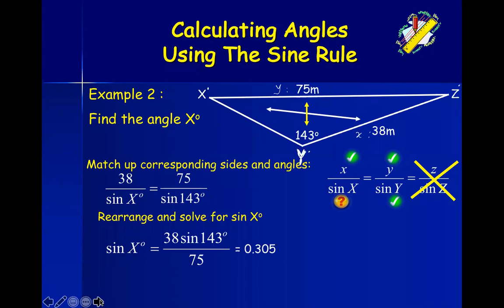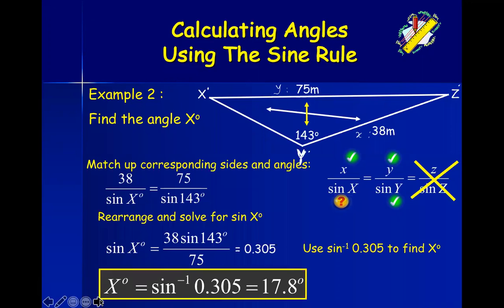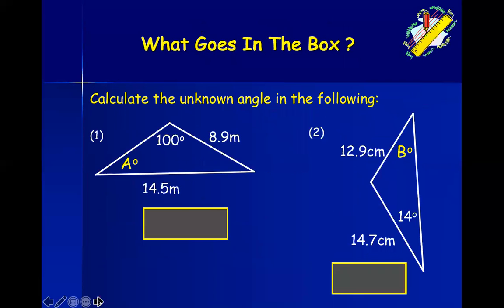You do shift sine of 0.305, and you get your value, 17.8. That's you. And that's how you find an angle.